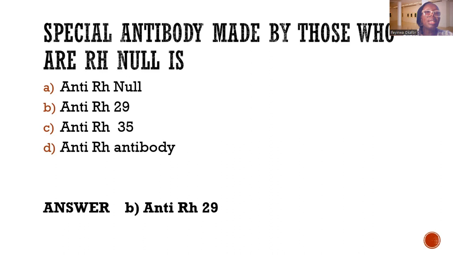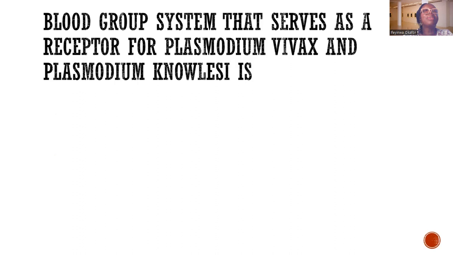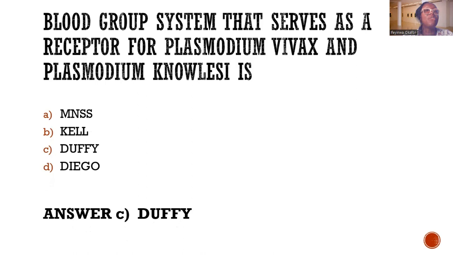The blood group system that serves as a receptor for Plasmodium vivax and Plasmodium knowlesi is MNS, Kell, Duffy, or Diego. Answer is Duffy. The antigens in the Duffy blood group system serve as a receptor for Plasmodium vivax and Plasmodium knowlesi. Therefore, this type of malaria parasite is found in areas where these antigens are predominant.